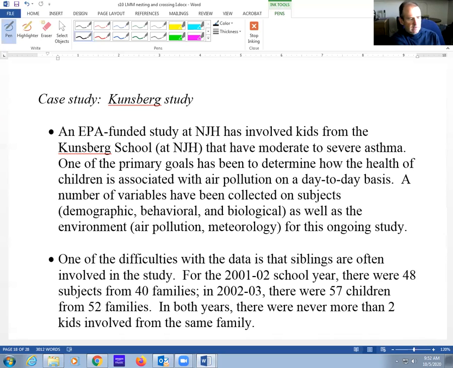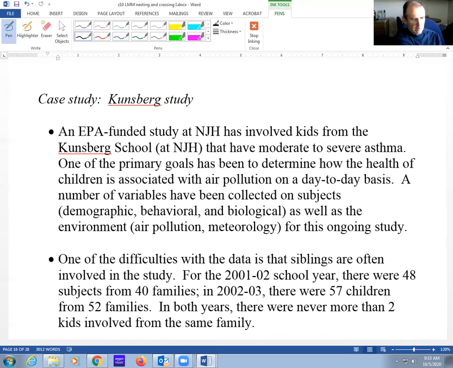And they were involved in this EPA study. So we were looking at the health of these kids over time and how their health related to air pollution in the city. We came up with some good research and some interesting results based on this 9-year study. But one of the things we realized was that a lot of the kids enrolled came from the same family. So there's siblings involved here.